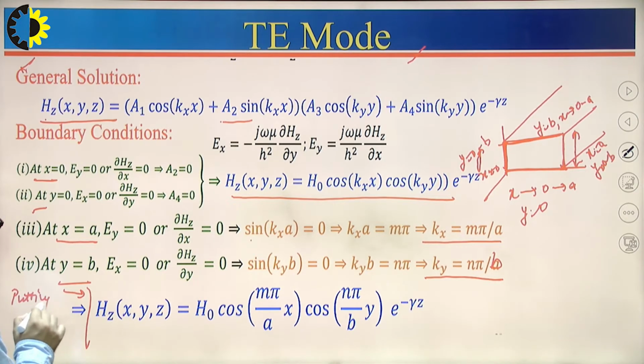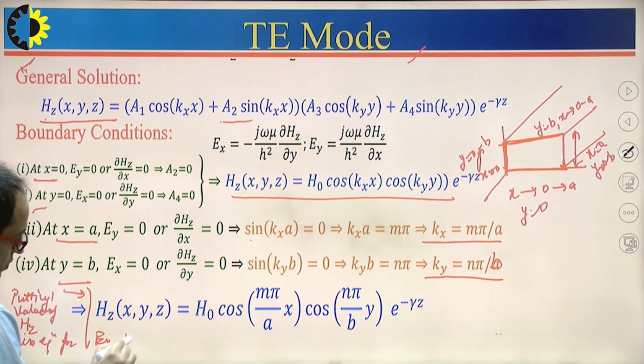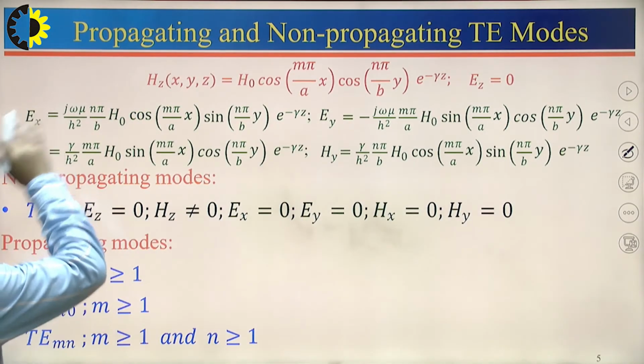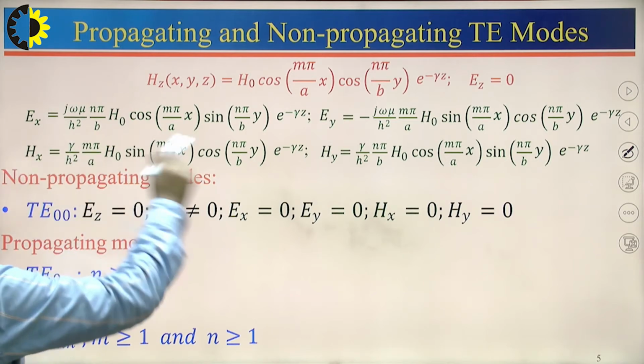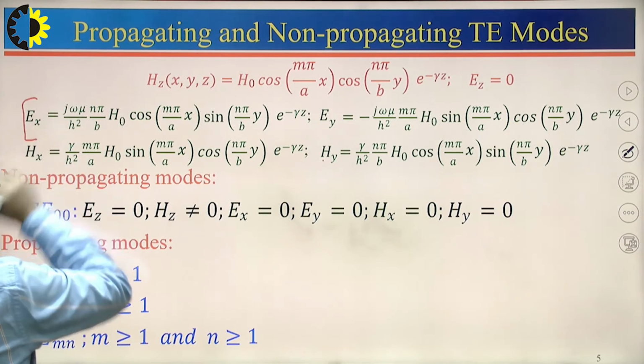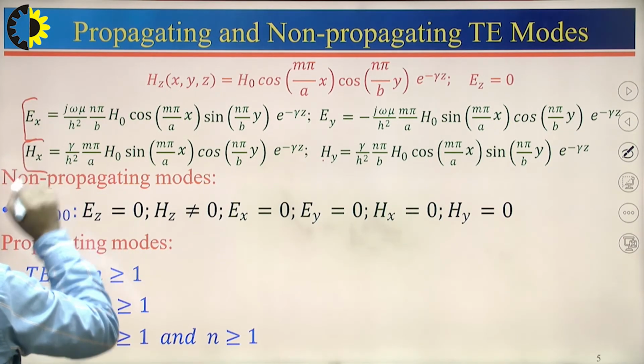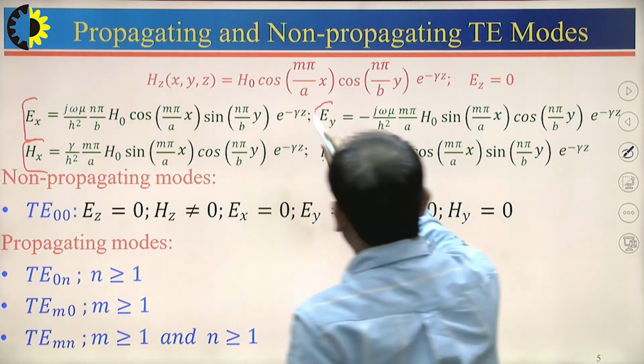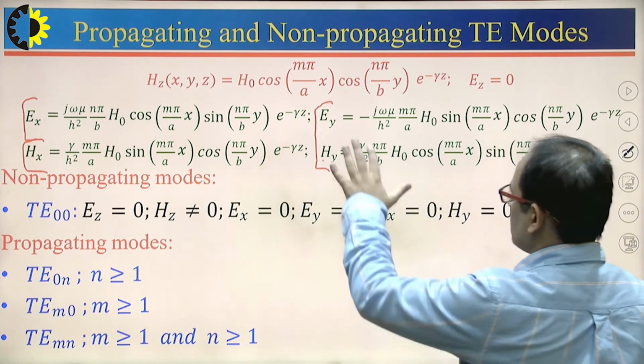Putting the value of Hz in the equations for Ex, Hx, Ey, Hy. Now on putting the value of Hz in the Ex, Hx, Ey, Hy equations, we will get this. Ex comes out to be this one, Hx comes out to be this one, Ey comes out to be this one, Hy comes out to be this one.